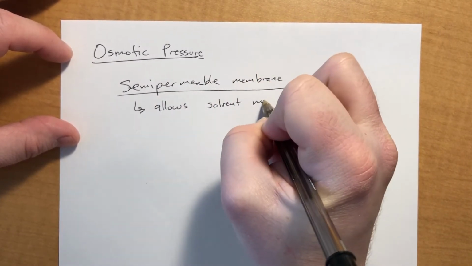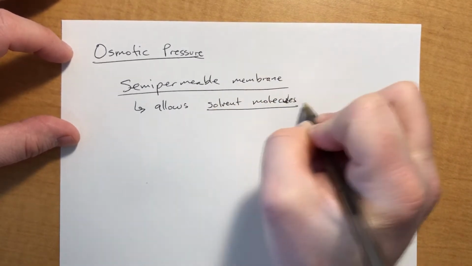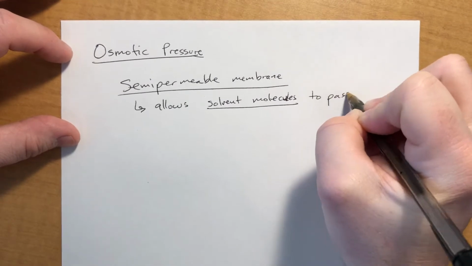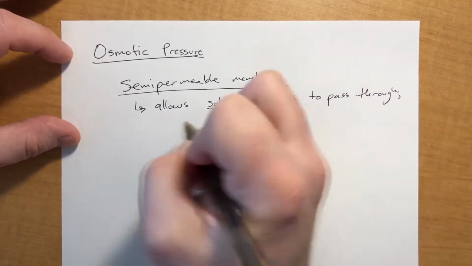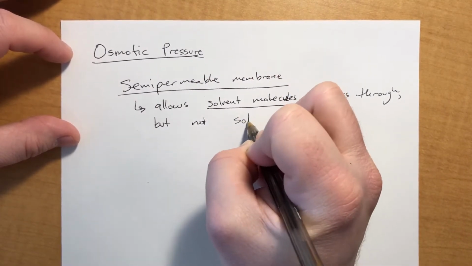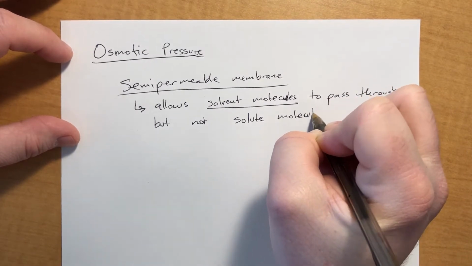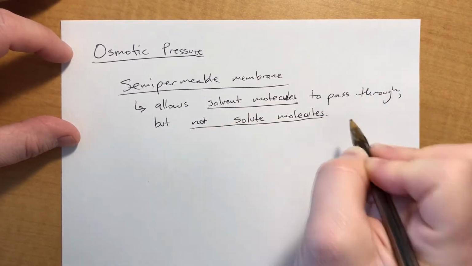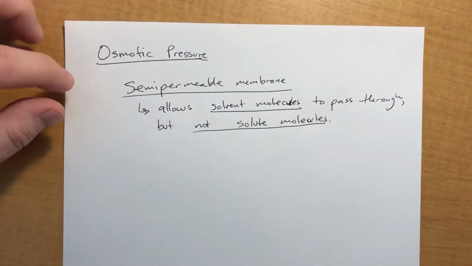So solvent molecules to pass through, but not solute molecules. You can almost visualize it like a filter. Okay? So we're talking about osmotic pressure.